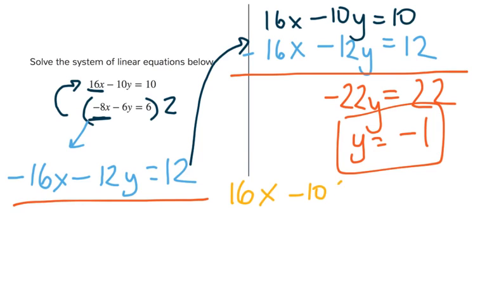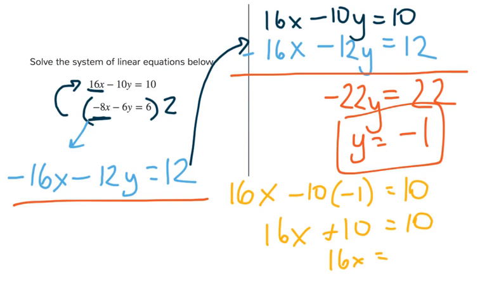16x minus 10 times my new value for y, which is negative 1, equals 10. 16x plus 10 equals 10. 16x, I subtract 10 from both sides, 16x equals 0. And if I divide both sides by 16 to isolate the x, I get x equals 0.